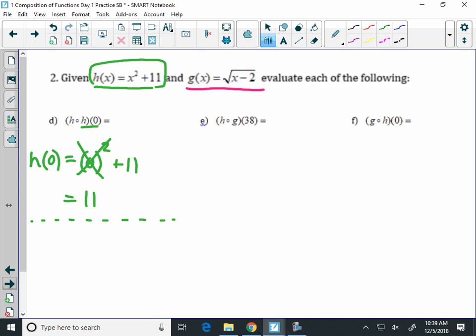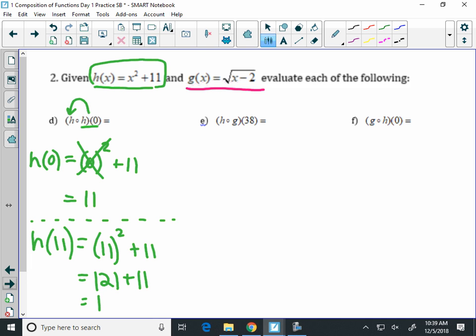Now this time, like the last problem I did, I put that output into the function on the left, which here is h again. So I have h of 11 this time. Well, the 11 goes in parentheses to square it, plus 11. So that gives me 121 plus 11, which is 132. That's your final answer.